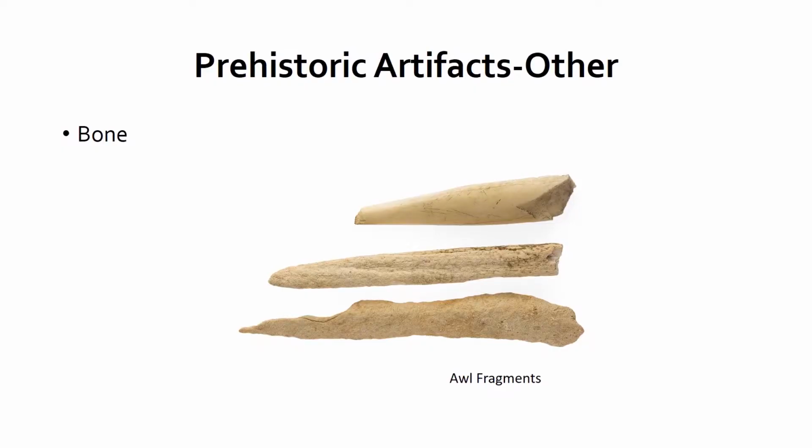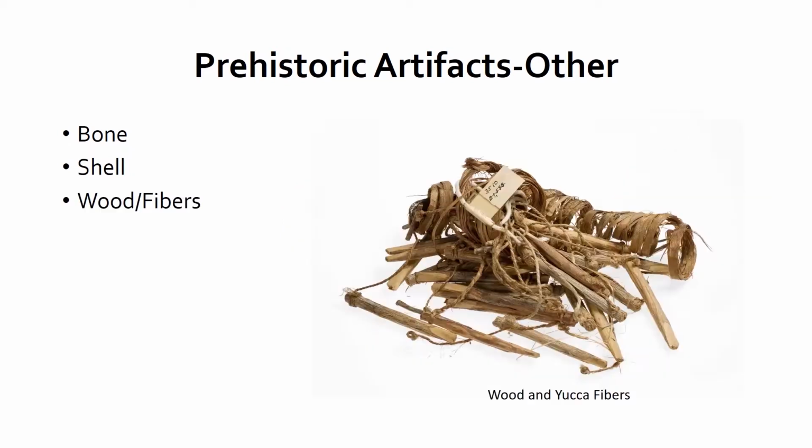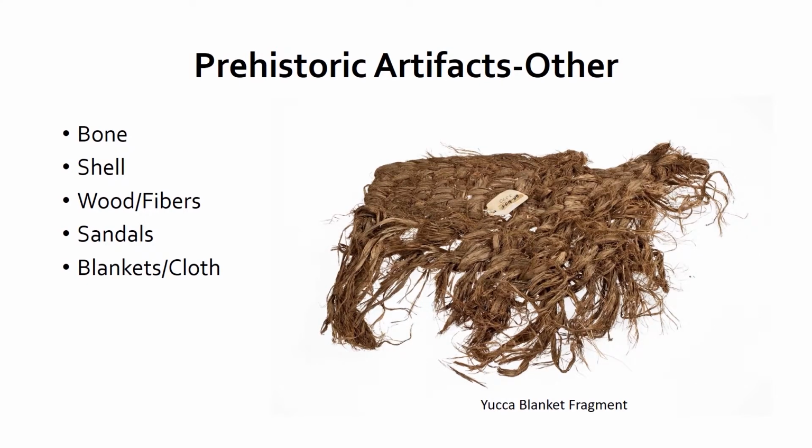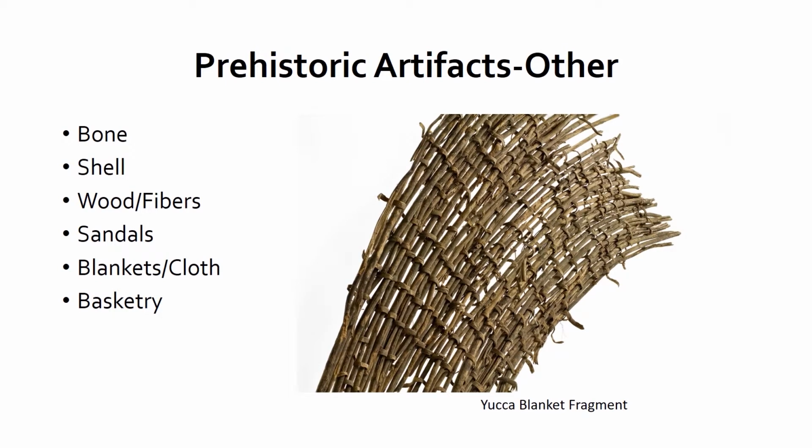Some other types of prehistoric artifacts that you may come across are bone, shell, wood and fibers, maybe even woven objects like sandals and blankets or cloth, and basketry. We just don't find these very often unless it's inside of a rock shelter or somewhere where it has been out of the elements.